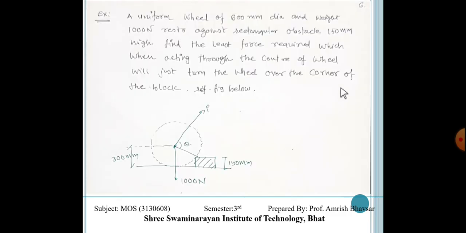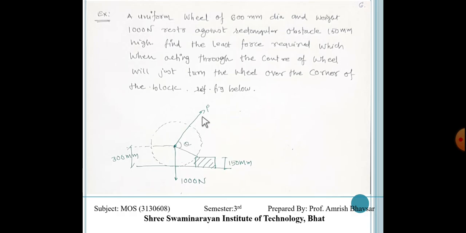Another most important case, a uniform wheel of 600 diameter. So diameter of this wheel is 600, so radius is 300. A weight of that wheel is 1000 Newton, so it is somewhere over here. It rests against a rectangular obstacle 150 high. This is our obstacle, having 150 high. Find the least force required when acting through the center of the wheel.